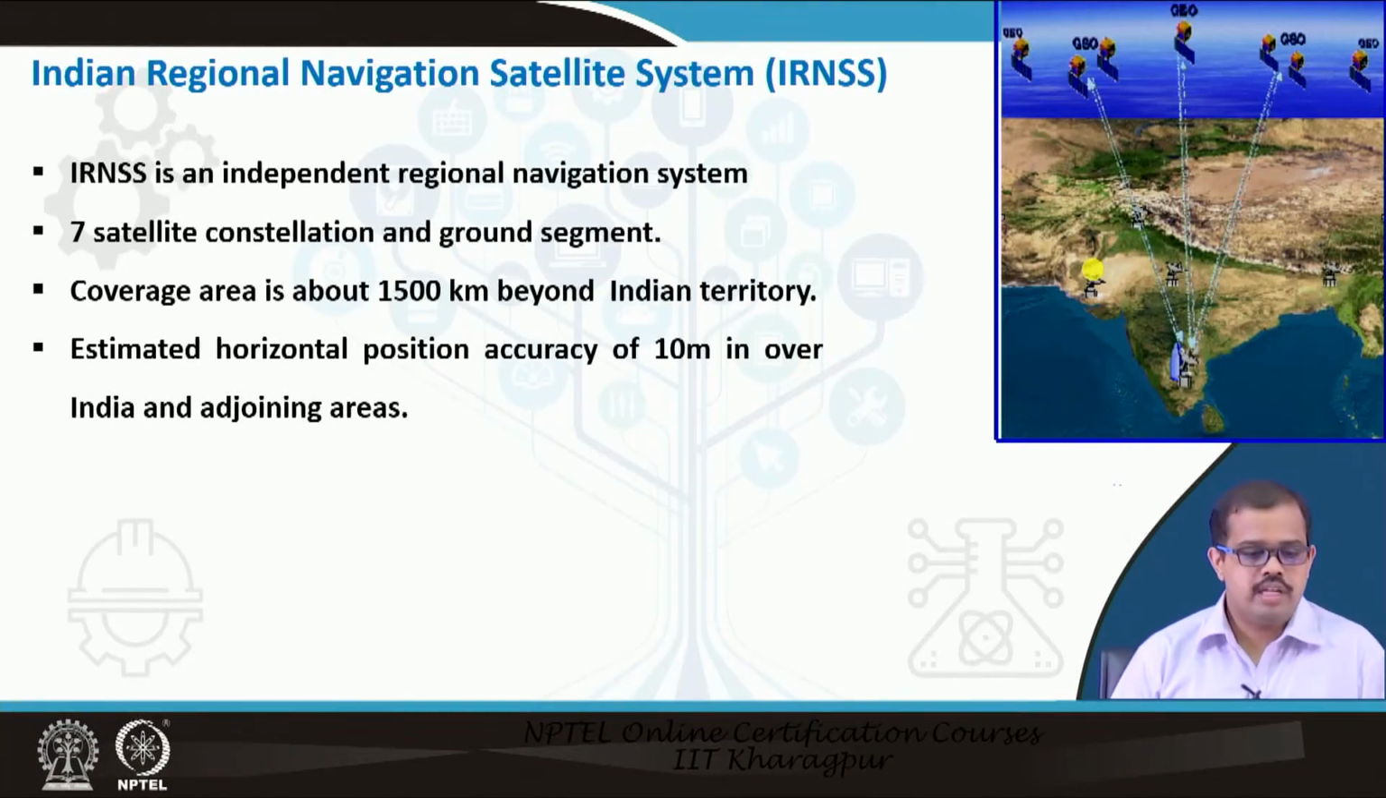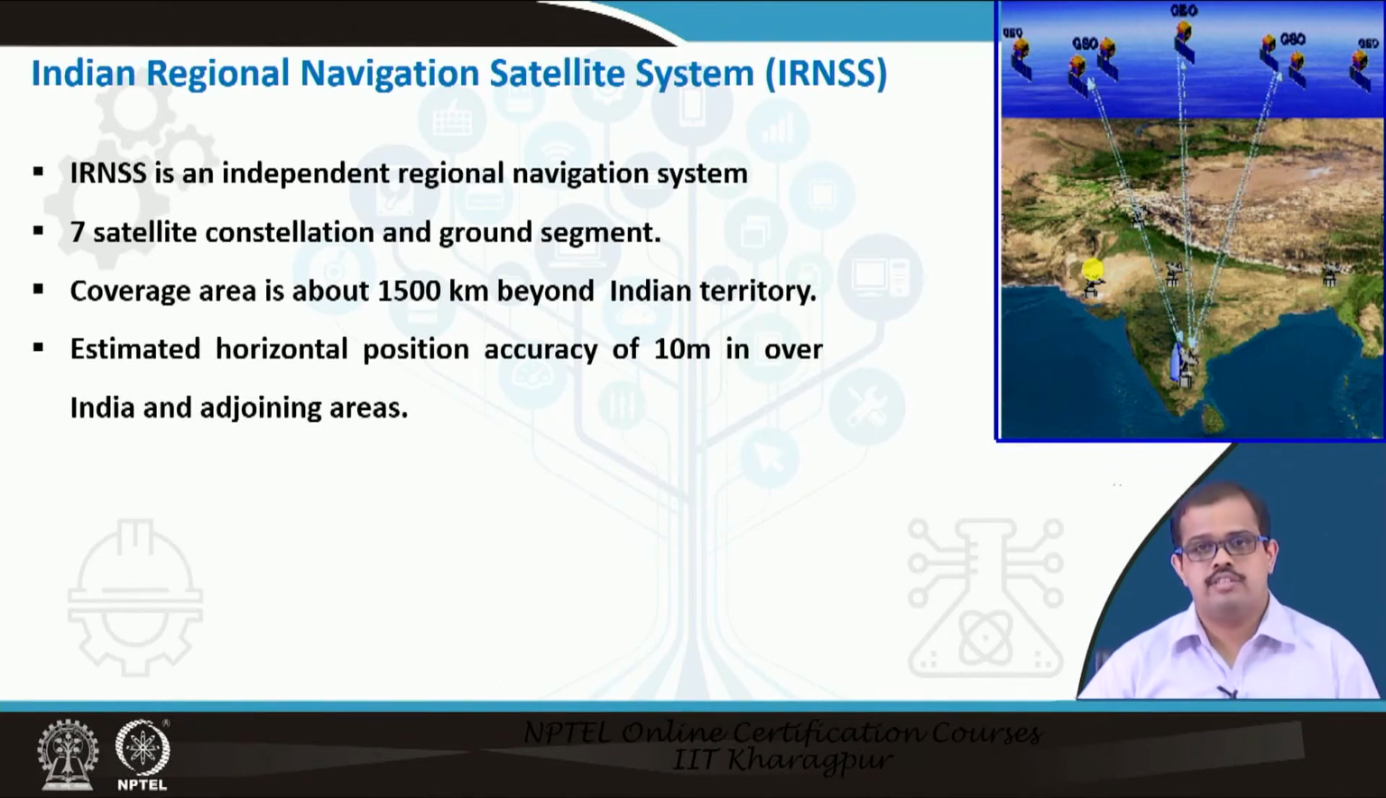The Indian Regional Navigation Satellite System is a completely independent regional navigation system. I am being very specific on this: it is a regional navigation system. You have a 7 satellite constellation and a ground segment. The covered area is about 1500 kilometers beyond the Indian territory. An estimated horizontal position accuracy of about 10 meters can be achieved over India and adjoining areas.